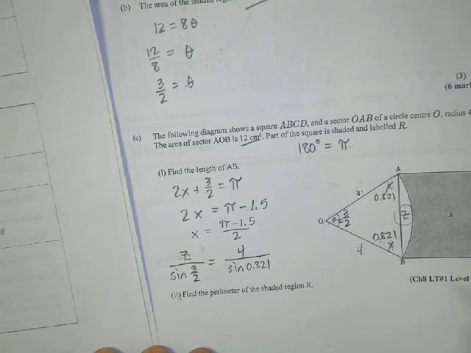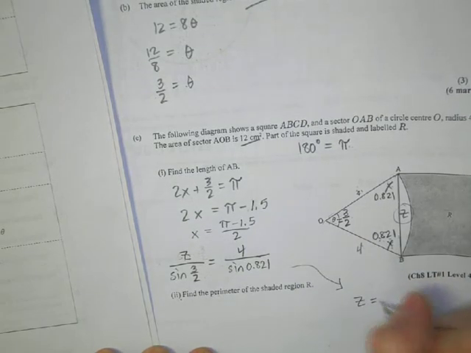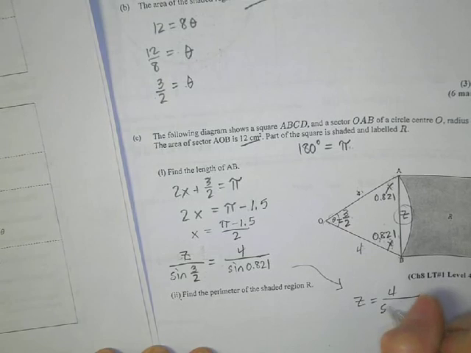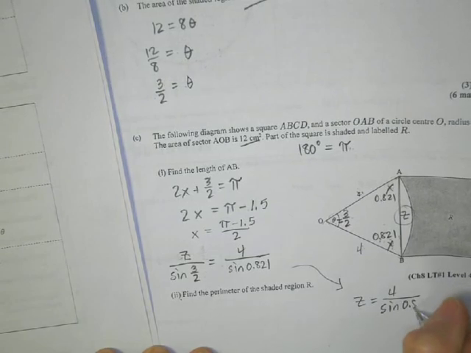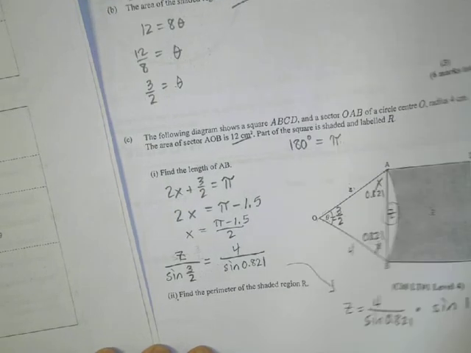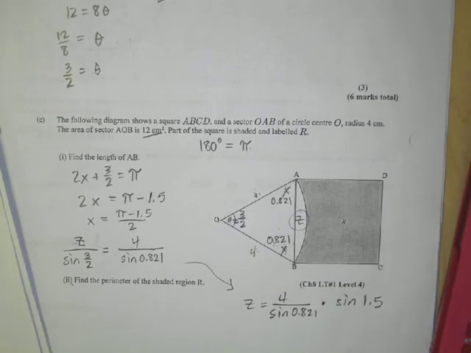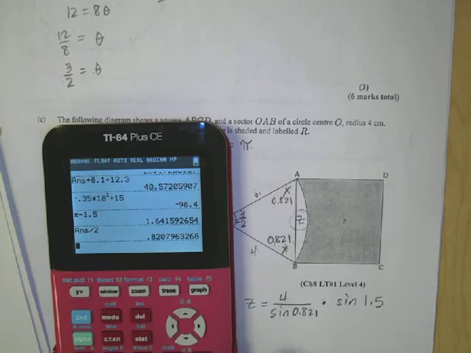So why didn't I leave myself more space? Let's put it down here. So z is equal to 4 over sine of 0.821 times sine of 1.5. Or 3/2, whichever. All right, so now I just got to put that into my calculator. Okay, so I'm going to have 4 times sine 1.5. Notice I'm in radians, so I'm cool.